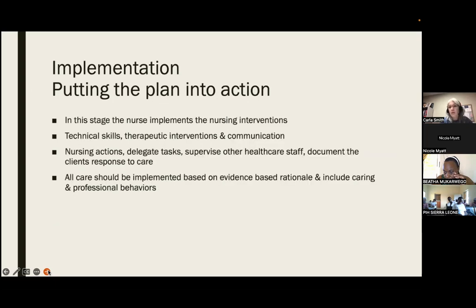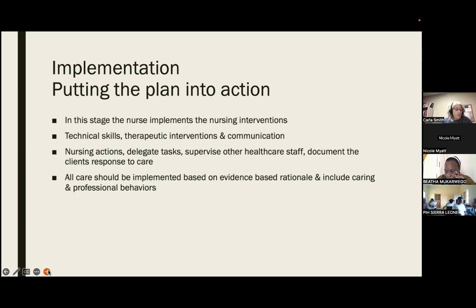Implementation is all about putting this plan into action. And this stage is when we implement those interventions that we have created in the plan, such as the patient will ambulate, the patient will use the incentive spirometer. Also, part of this could be technical skills such as blood pressure monitoring, or therapeutic interventions such as wearing PPE to protect the client. It also can be therapeutic communication with the client, the family, or the community.